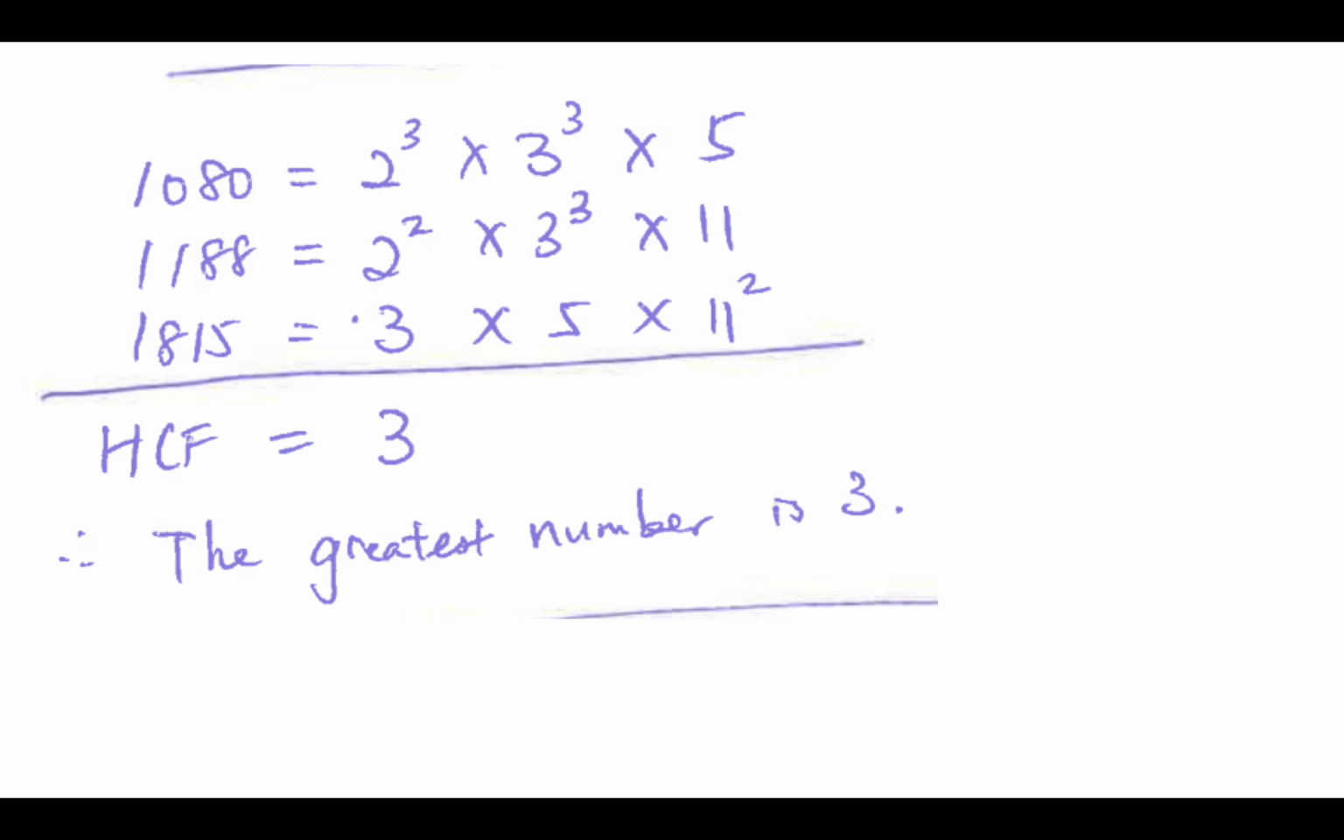Then we compare prime factor 3. Well, we have 3 to the power 3 for 1080 and 1188 and 3 to the power 1 for 1815. Therefore, 3 to the power 1 is part of the HCF. Then we'll look at prime factor 5. We realize that it's not inside the 1188, and the prime factor of 11 is not in 1080. Therefore, the greatest number is actually 3, which is the HCF.